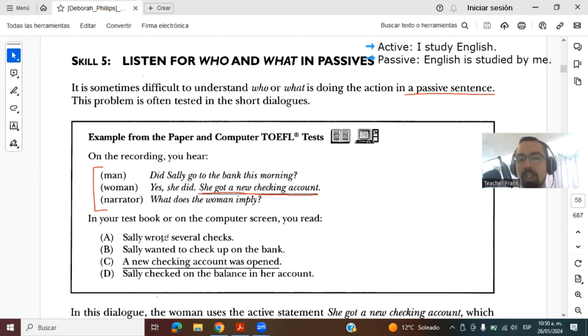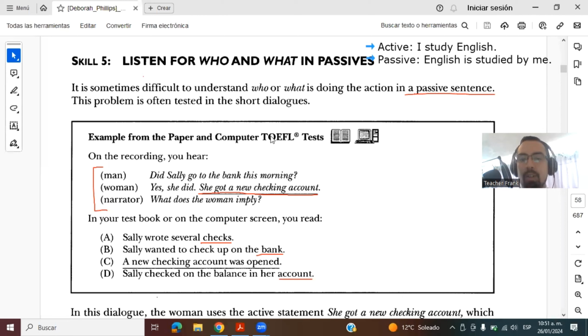Sally wrote several checks? No. Sally wanted to check up on the bank? No. Sally checked on the balance in her account? No. And all of them have to do with bank stuff, right? Wrote checks, something about the bank, something about her account. So if you're not really careful, you may go with one of those answers, but actually the correct answer here is going to be C.